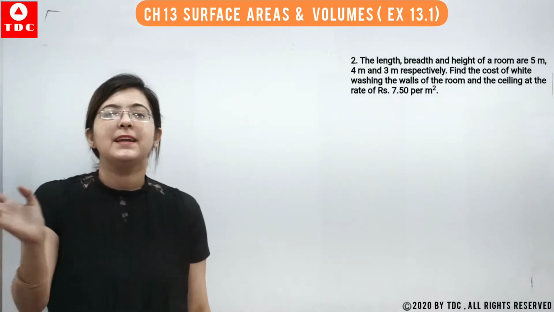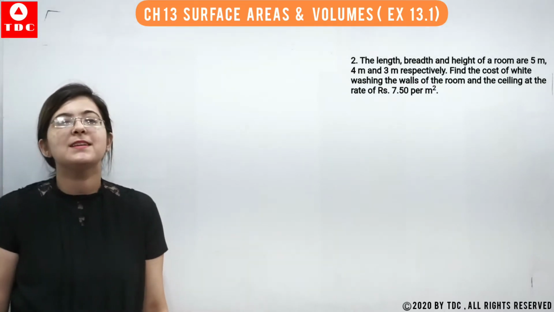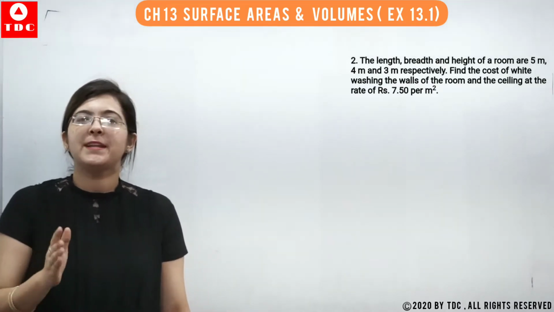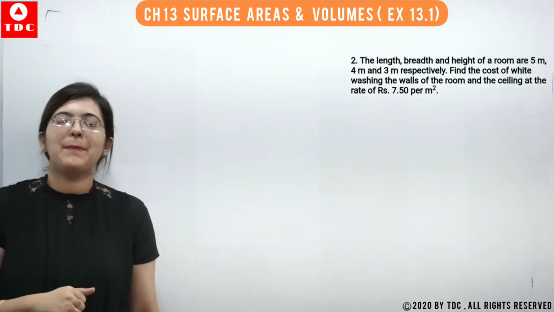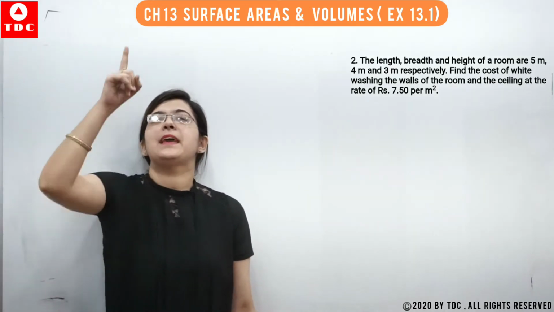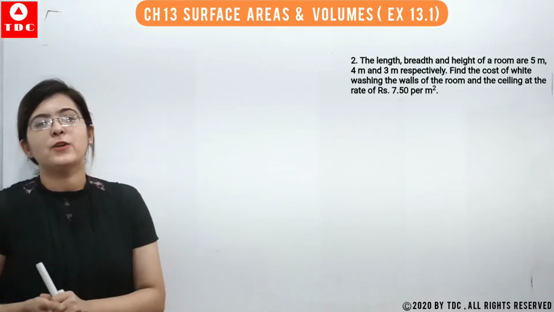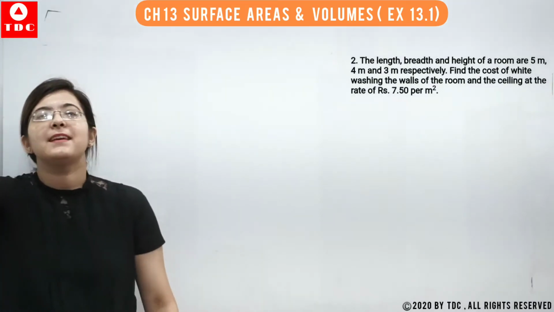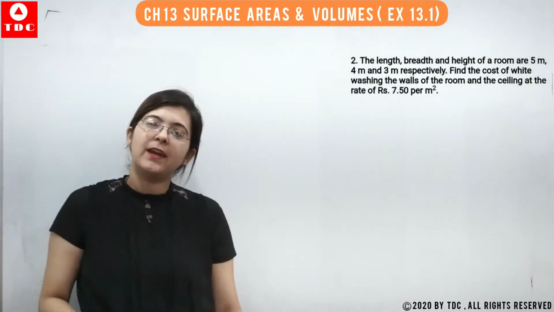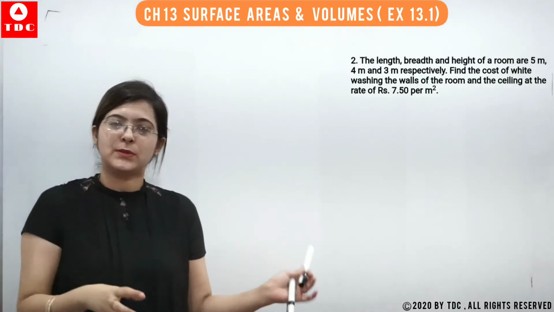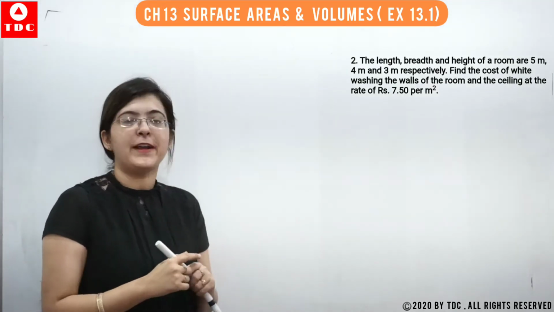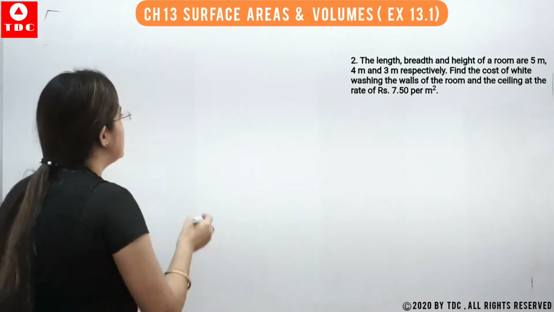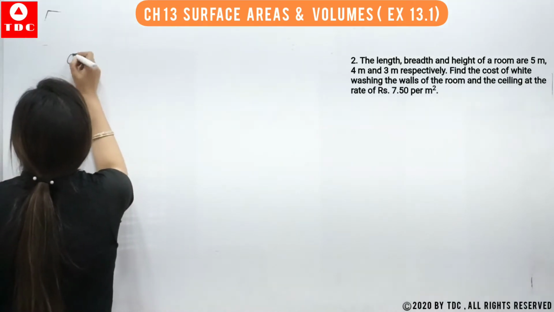So we know that the area of 4 walls is how much? 2(B+L)H. We will apply that. And what will be the area of the ceiling? We can find it out separately. It will be LB, length into breadth. Okay, so let's first find out the total area. Then we will find out the cost. See question number 2.